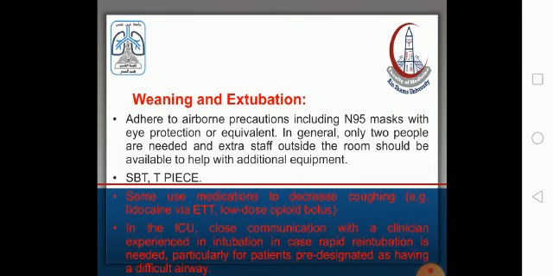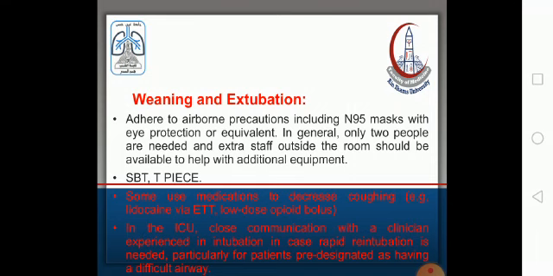Weaning and extubation. Weaning and extubation in COVID-19 patients should follow airborne precautions, including the same precautions used during the intubation process. Extra staff should not be present in the room unless there is a need to justify their presence.